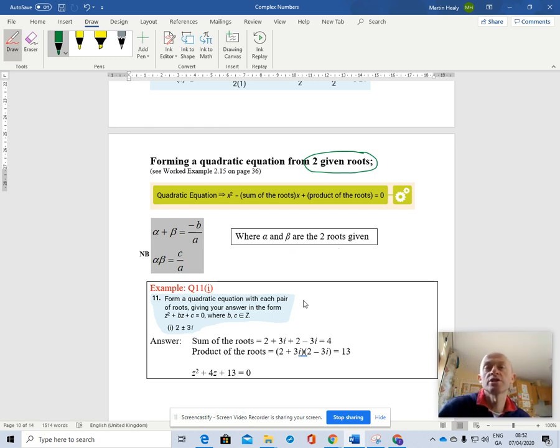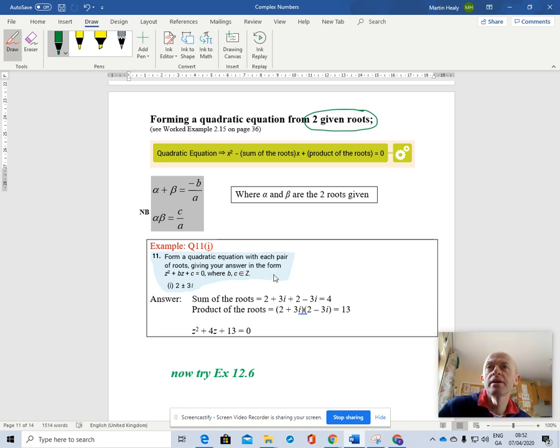So for question 11 here, this is taken from your textbook as well. Form a quadratic equation with each pair of roots, giving your answer in the form z squared plus bz plus c. So in the first example here, we have 2 plus or minus 3i. The sum of the roots is equal to 2 plus 3i plus 2 minus 3i, that equals 4. And the product, if you work it out, is equal to 13. So then to form the equation, you just write down z squared plus 4z plus 13 equals 0. And that should be enough to get you through that exercise, I hope.